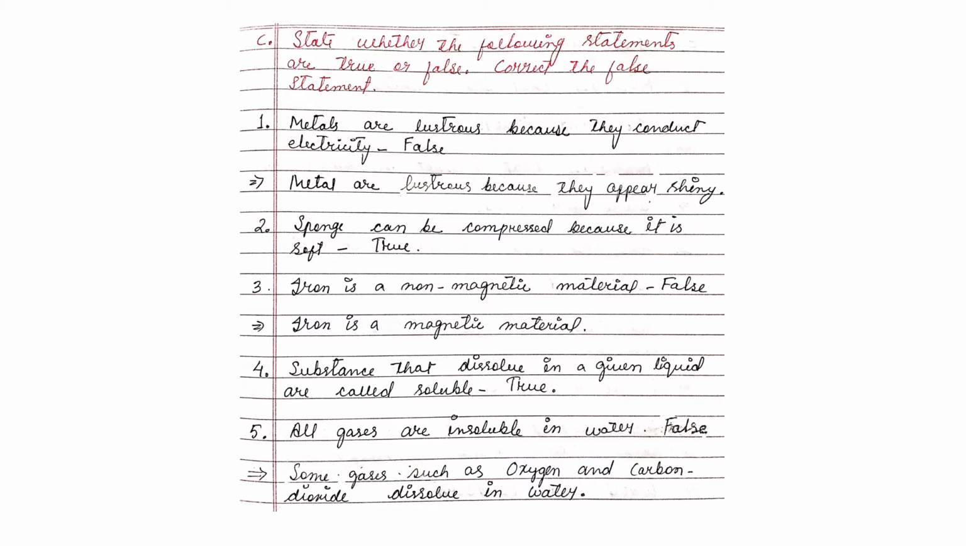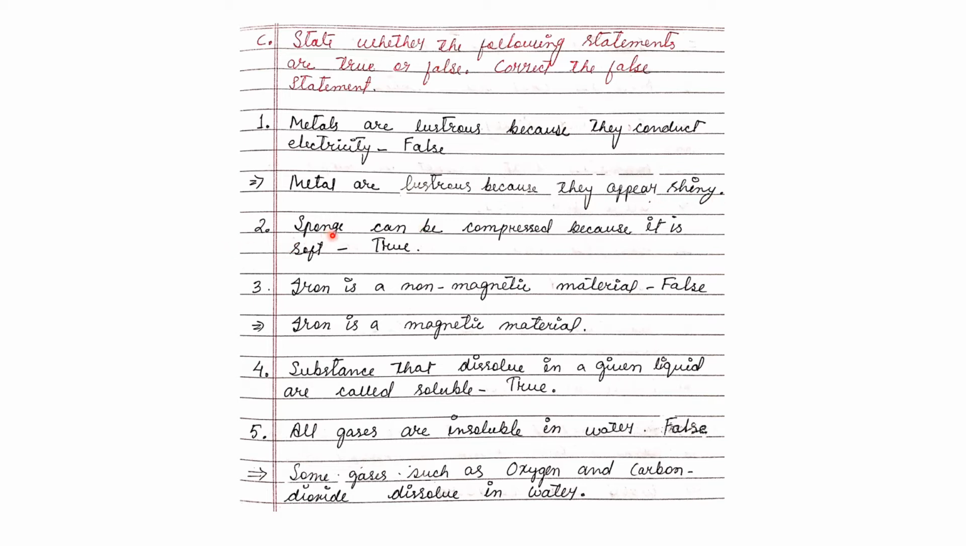Now number E we will see, that is state whether the following statements are true or false. Correct the false statement. So here the statements are given. Some statements are correct and some statements are wrong. That means some statements are true and some statements are false. So if the statement is false, we need to correct it. First we will see number 1, metals are lustrous because they conduct electricity. This is false, and what will be the correct statement?